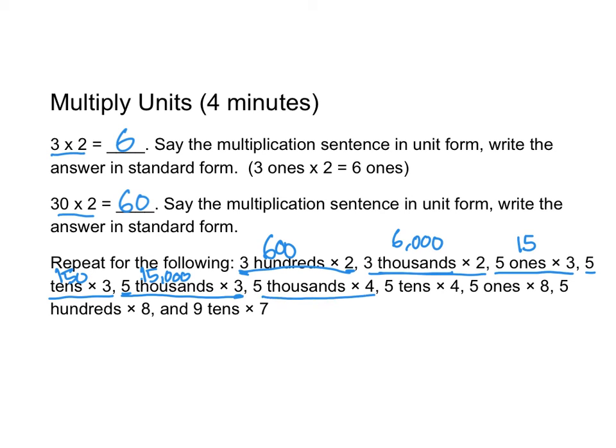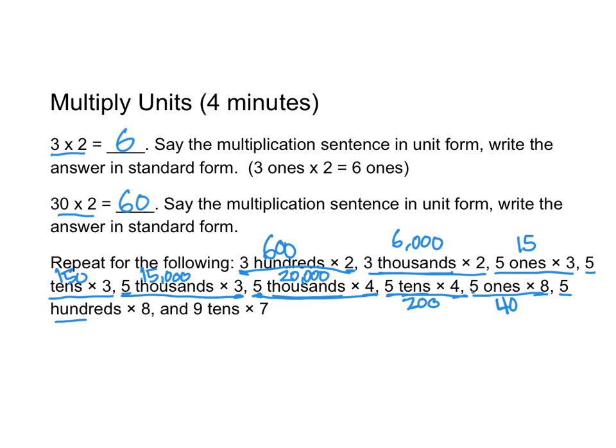5 thousands times 4, 20 thousands, which is 20,000. Again, you're just multiplying our whole numbers here and then putting in the unit that we're working with. 5 tens times 4 would be 5 times 4, which is 20 tens, which would be 200. And 5 ones times 8, well, 5 times 8 is 40 ones, or 40.